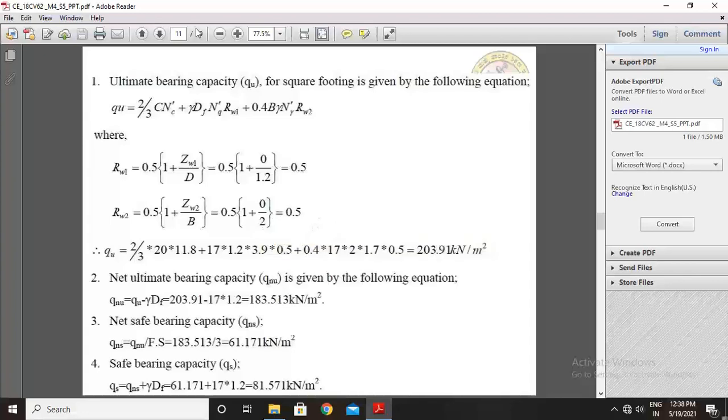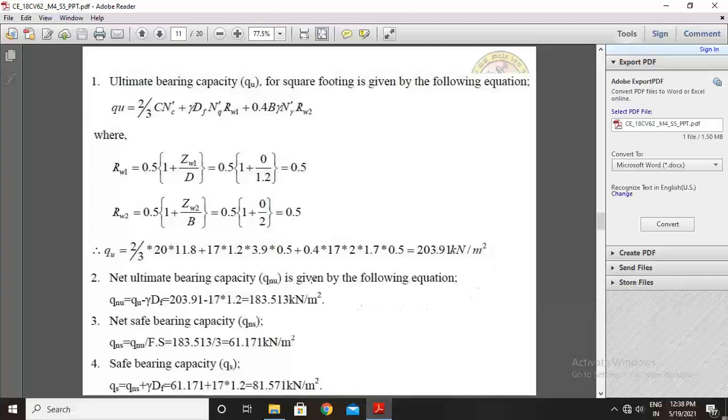Now substitute the values in the equation. That is 2/3 of C is 20 into NC' is 11.8, plus gamma is 17 into the depth of the footing 1.2 and NQ' is 3.9 into RW1 is 0.5, plus 0.4, B is 2 meter into gamma is 17 into N gamma' is 1.7 into RW2 is 0.5. While solving these values, we get 203.91 kilonewton per meter square.